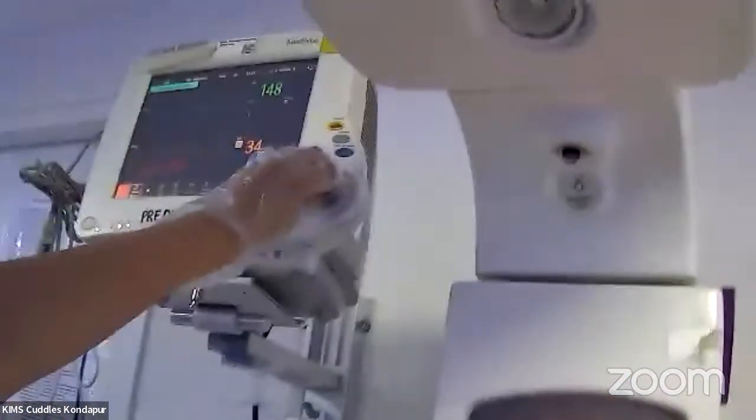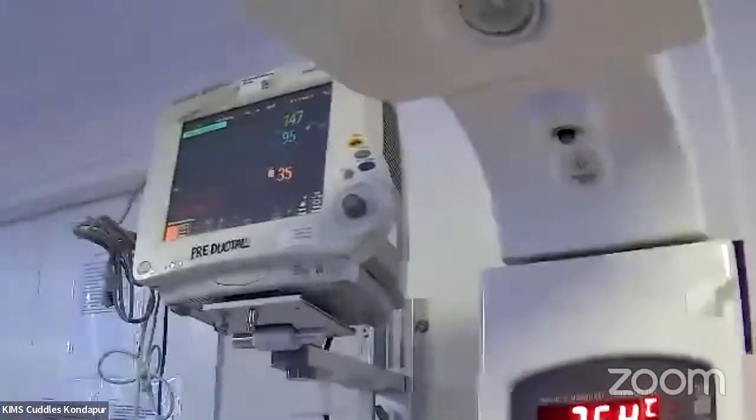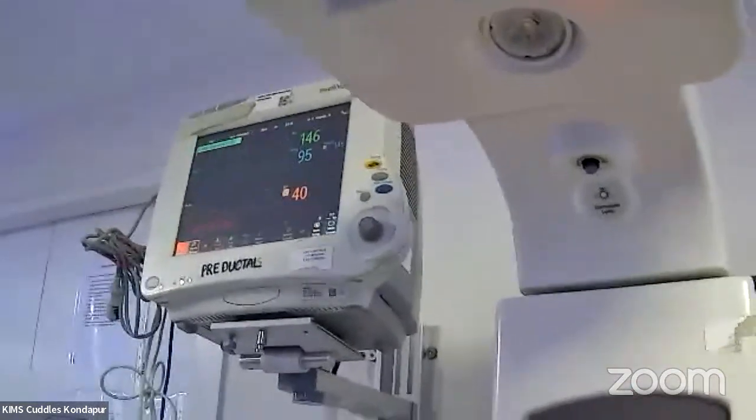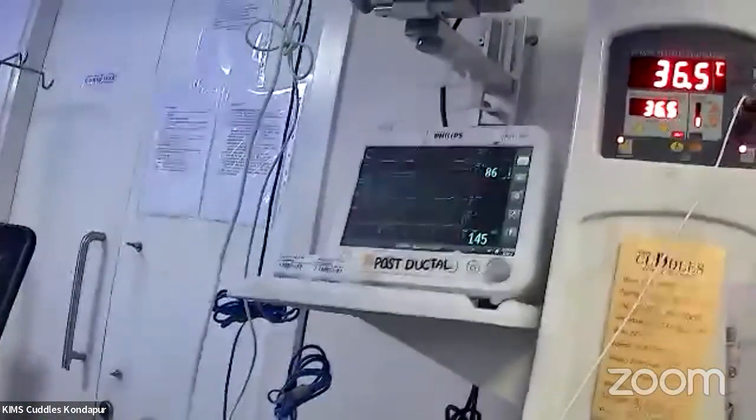So then we can just press the start button here for inflation of the cuff, and then automatically the blood pressure will be measured. So these are all some clinical markers. In the pulse oximeter, we can look at perfusion index. Some pulse oximeters will also give us pleth variability index.